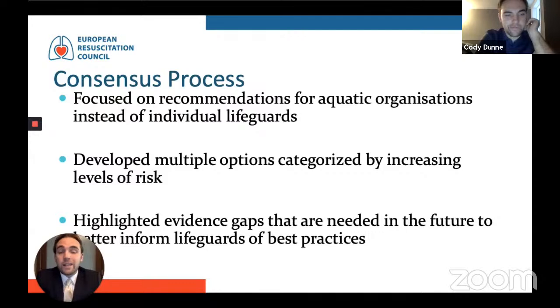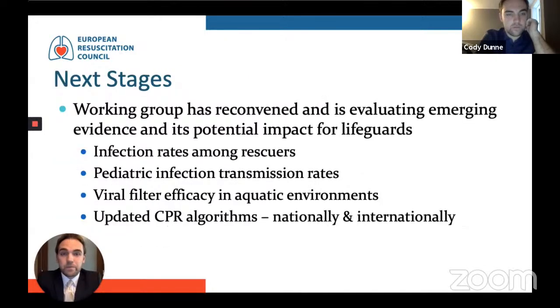Finally, we highlighted that we didn't have all the options yet. We didn't have all the evidence. So we needed more data in order to better inform practices moving forward. The next stages have already begun. The working group has reconvened, and we're now evaluating emerging evidence and how it's going to impact lifeguards moving forward.